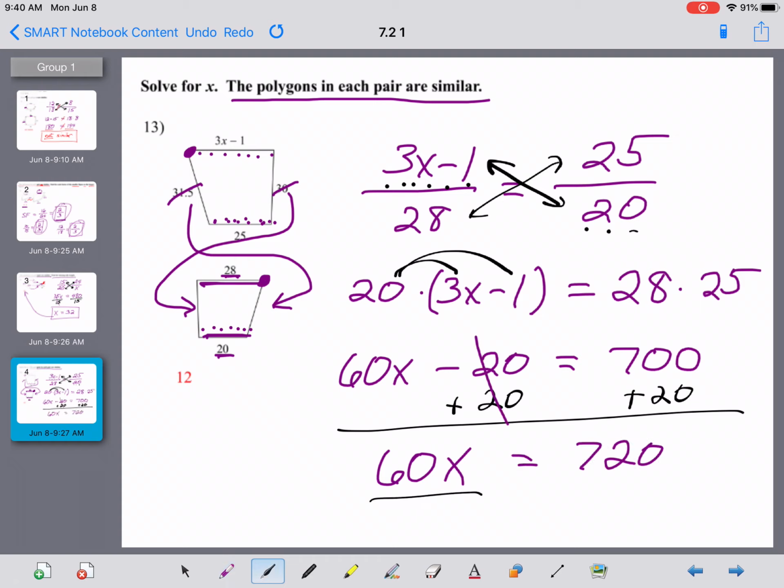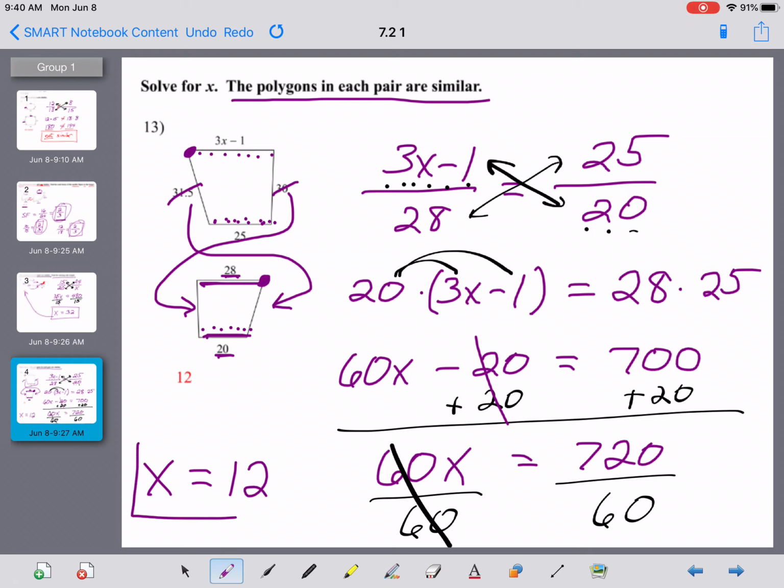And last thing we're going to do now is divide both sides of this equation by 60. 60s cancel out, and that's going to leave us with x is equal to, and sure enough, 720 divided by 60 is going to tell us that x is equal to 12, which, yep, was the answer that we were looking for. All right, so give 14, 15, 16 a try, and those should work the same as 13.